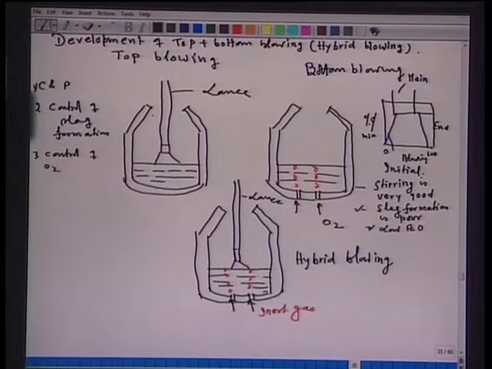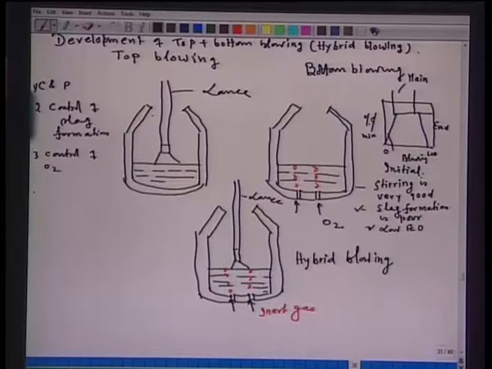The third advantage is control of oxygen distribution. With deep penetration of the jet into the bath, more oxygen will be available deep in the hot metal by lowering the lance distance. So, control of oxygen is also very easy, but one of the disadvantages is inadequate bath stirring, as I said, particularly in the initial and towards the end period.